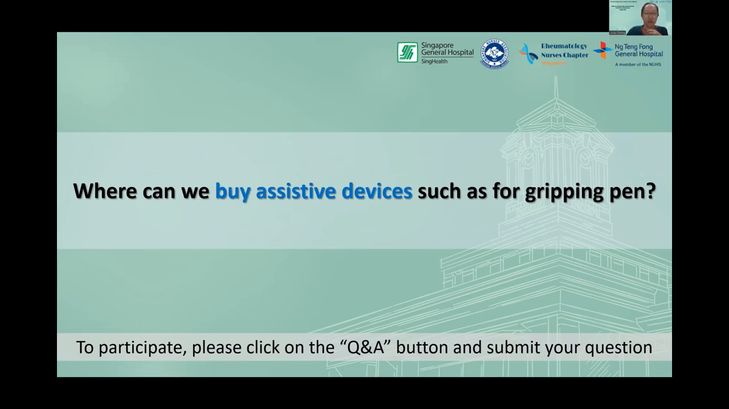Okay. Assistive devices, actually a lot of places sell them. Things like gripping pen, we don't need to purposely find a gripping pen, because any stationery shop will do. You just need to get a pen that is a bit fatter in diameter, a wider pen with a good silicone grip. Or if you find that the grip is still insufficient, we can always add rubber band around the pen to increase the grip itself.